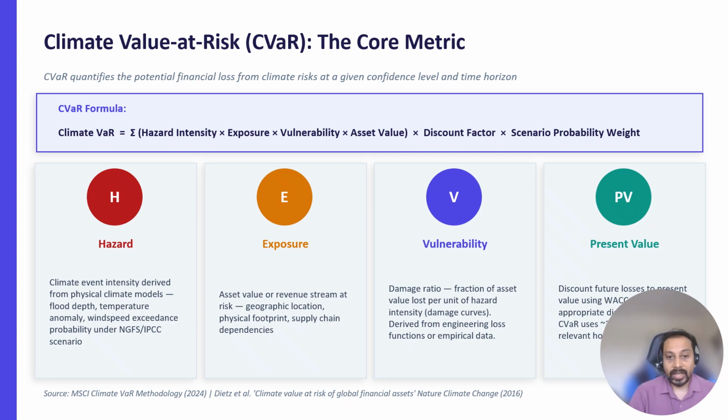Now let's come to the exposure. Exposure is the asset value or revenue stream located in the hazard zone, and this requires geocoding. Why? Because it requires the lat-long and other mapping details to determine which zone that particular asset is located in. So mapping your assets' physical locations against hazard intensity maps is very important.